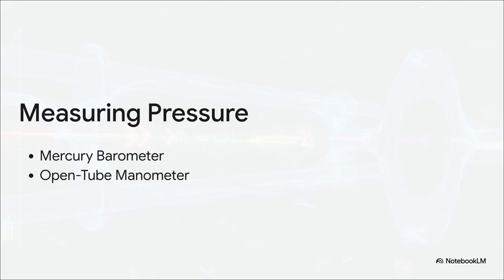To actually read these invisible crushing forces, engineers use some really clever analog tools that rely entirely on the static balance of liquid densities. A mercury barometer measures absolute atmospheric pressure, while an open tube manometer measures the gauge pressure of a gas confined in a tank. Both of these ingeniously rely on one golden rule. In static equilibrium, the pressure is exactly the same for all points at the exact same horizontal fluid level.